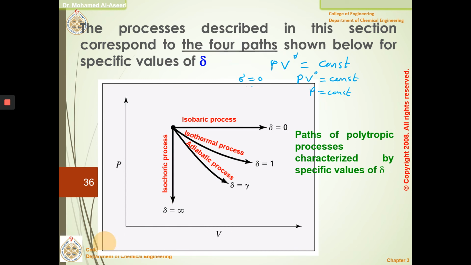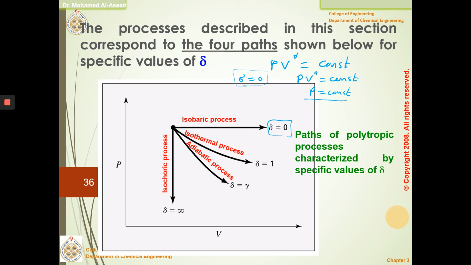If you have delta equal to 0, it means I have an isobaric process. Constant pressure means isobaric. Why isobaric? Because I put delta equal to 0, so V to the power 0. V is not constant, Ali. But any value to the power 0 is 1.